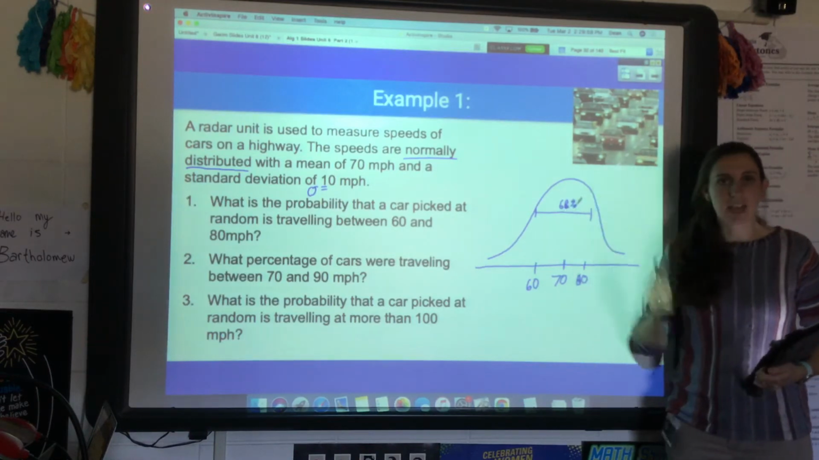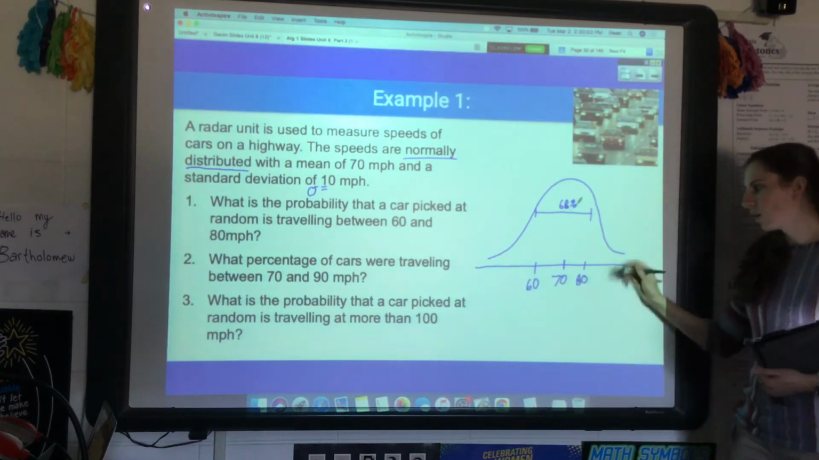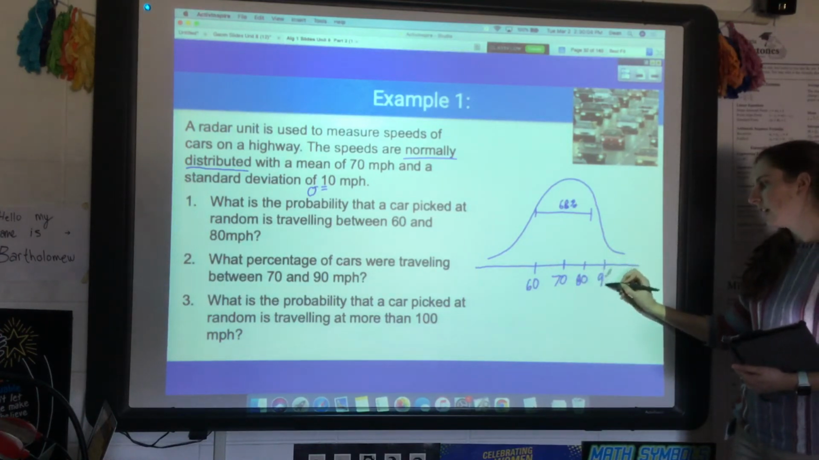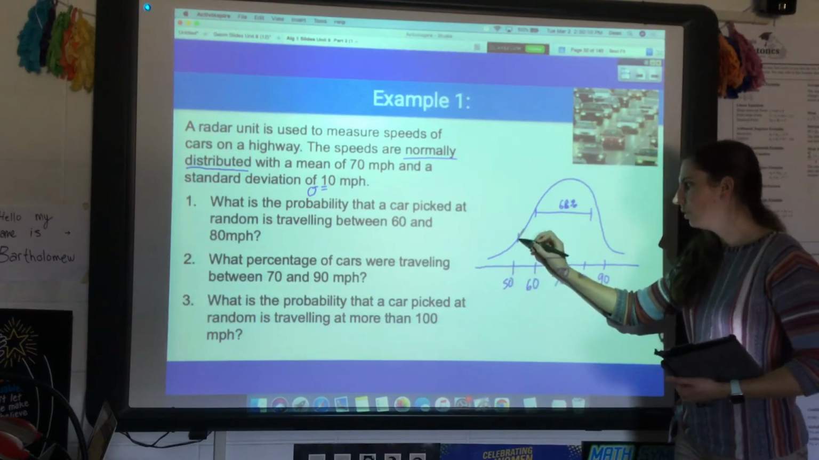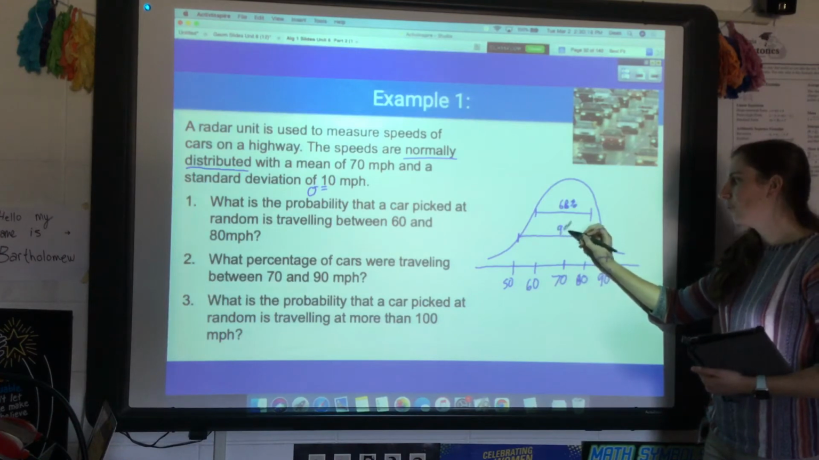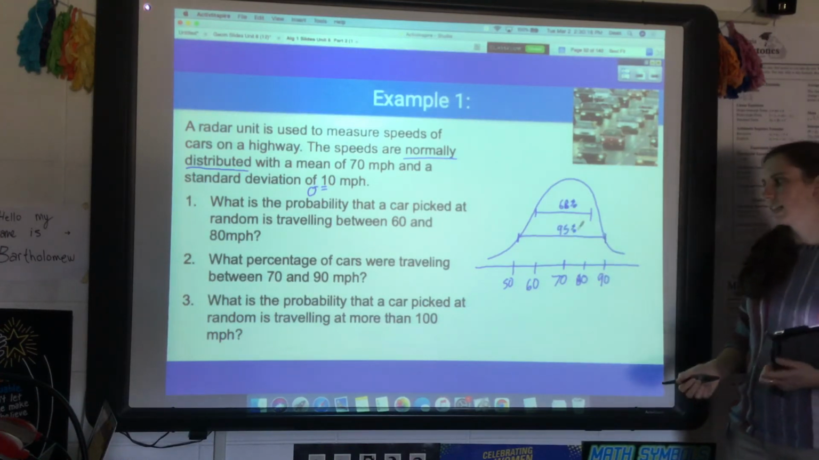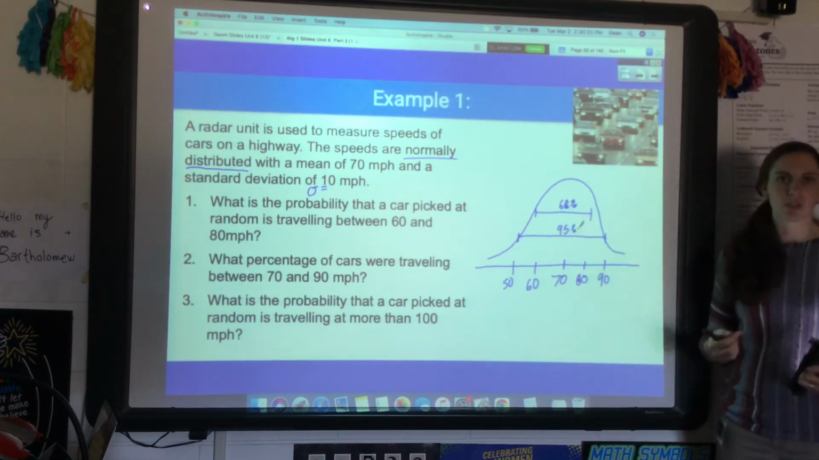68% of all cars on this highway are going somewhere between 60 and 80 miles per hour. If I go up another standard deviation, I'd be at 90 or down to 50. That's 2 standard deviations away. And again, 95% of the data is within that range. So 50 to 90 miles per hour is 95% of the cars.